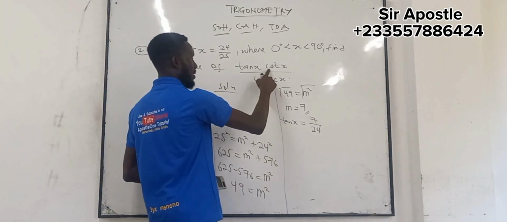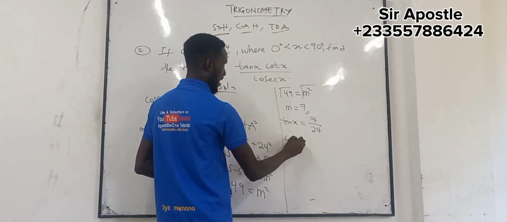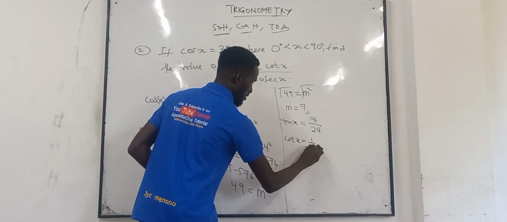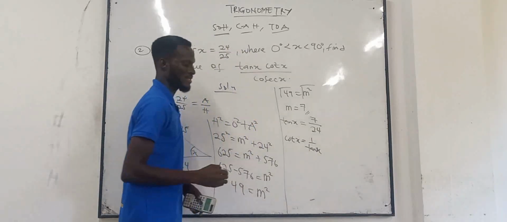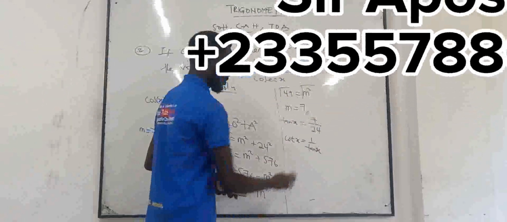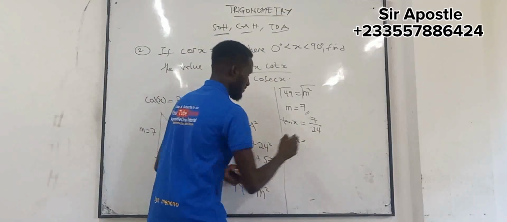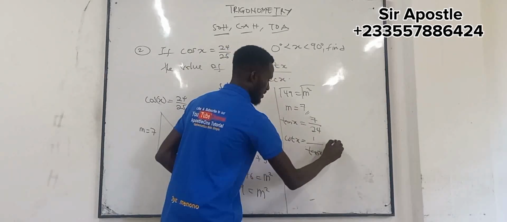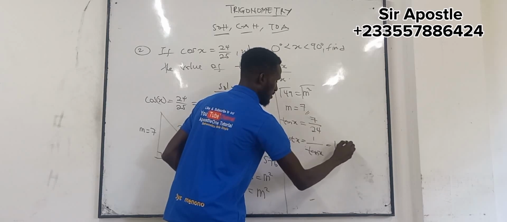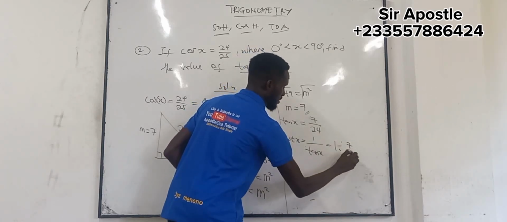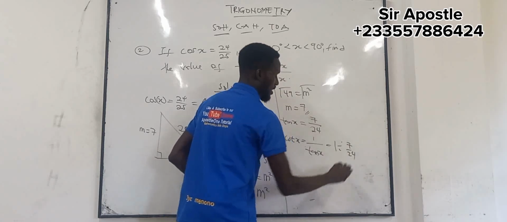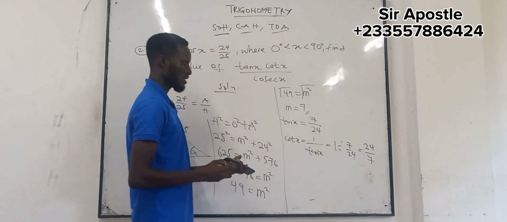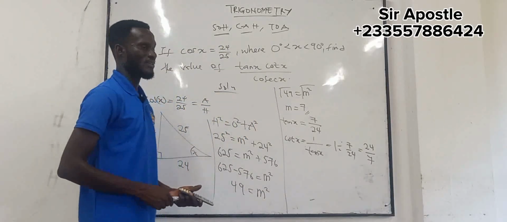Now, what is our cot x? You know the cot is 1 over tan, right? The cot is 1 over tan, so we have 1 over tan x. So what do we do? It's the same as 1 divided by tan x, which is 7 out of 24. And then 7 out of 24, so we're going to get what? 24 over 7. Yes, so we are getting this one to be 24 over 7.